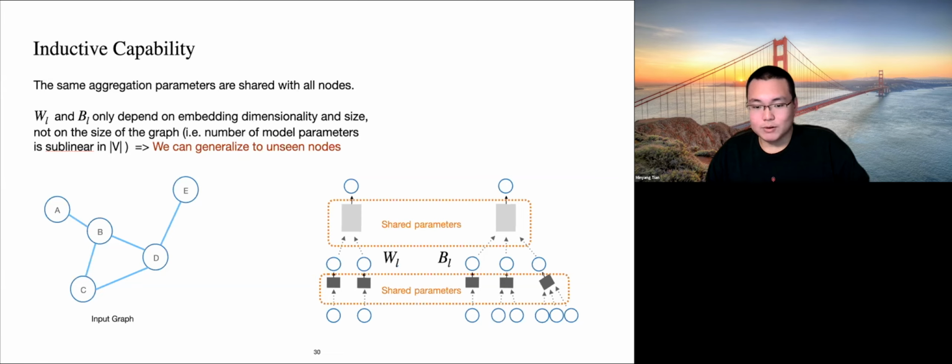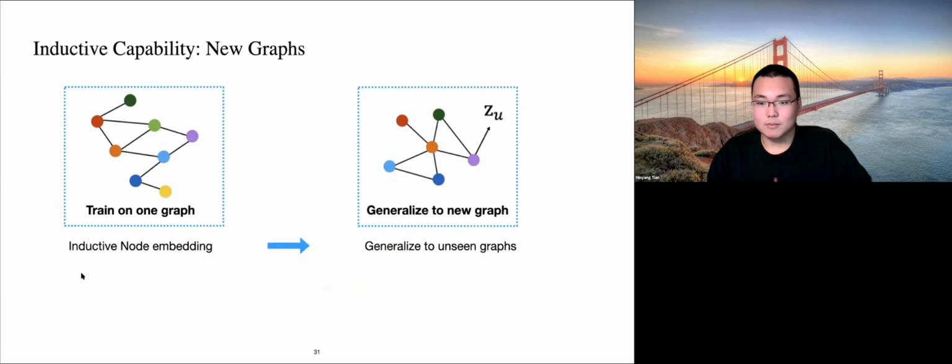There's one very good property of GNN, which is its inductive capability. The same aggregation parameters are shared across all nodes' computation graphs. We can see that the number of model parameters is sublinear, since W_l and B_l depend only on the embedding dimensionality and not on the size of the graph. So we can generalize our models to unseen nodes based on this.